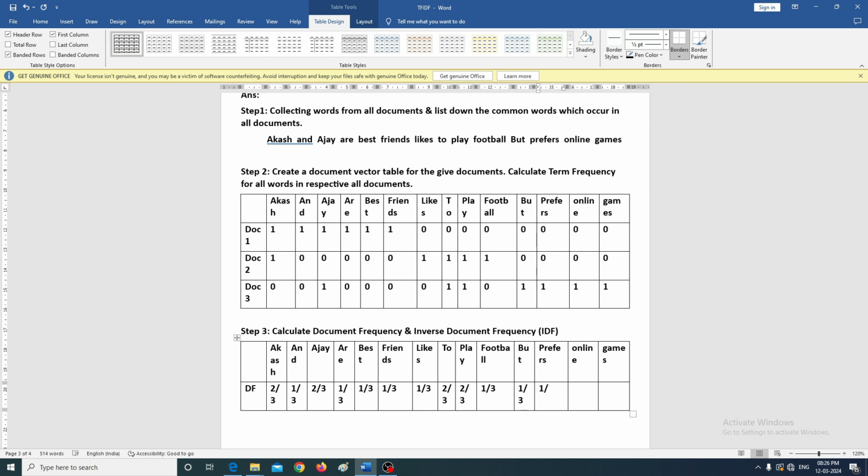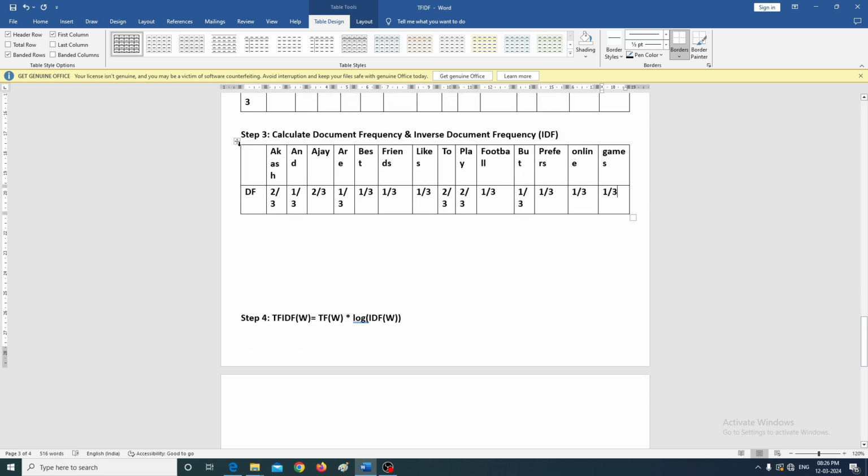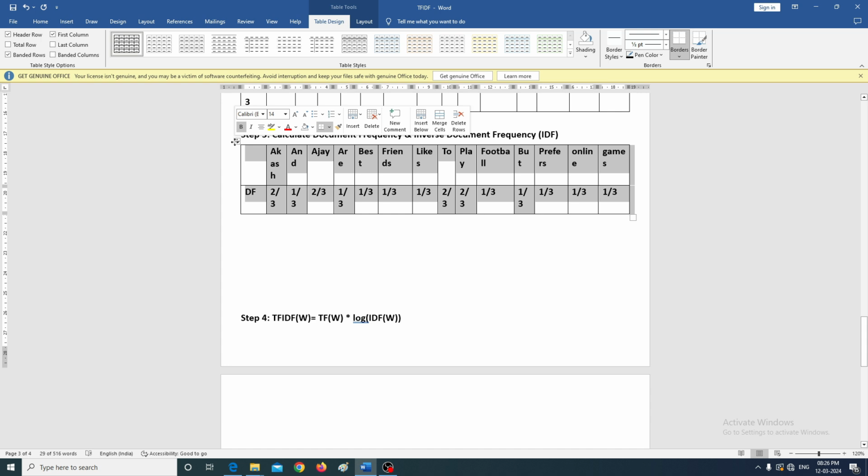The document frequency of "but" would be 1/3. "Online" is also 1/3, and "games" also 1/3. The document frequency of the word "game" is also 1/3. This is the document frequency of all words. Now I am going to create the inverse document frequency of all words.